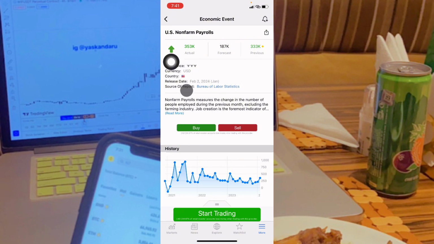Every first Friday of a new month, there is usually a news release from the United States talking about the number of people who are employed. And if the number of people who are employed is more than those who are not employed, then that means the United States economy is doing well. So you see the dollar gaining more momentum. The dollar will be going up.